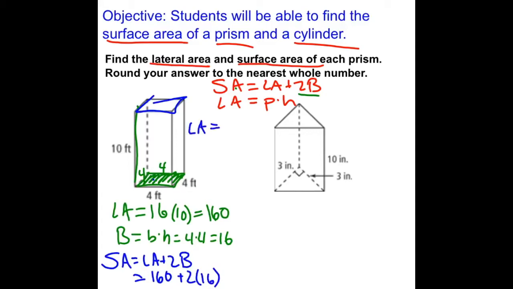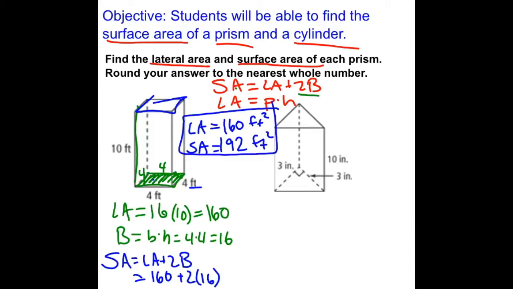So they want both the lateral area and the surface area for this problem. I already get the lateral area as 160. If I multiply out the 2 times 16 and add the 160, I should get the entire surface area to be 192. Now we do want labels with these. The labels in the problem are feet, and we're talking area, so we want to take those feet and square them. And we get our final answer.